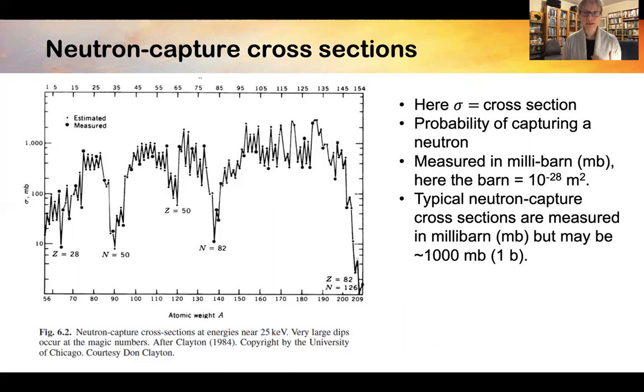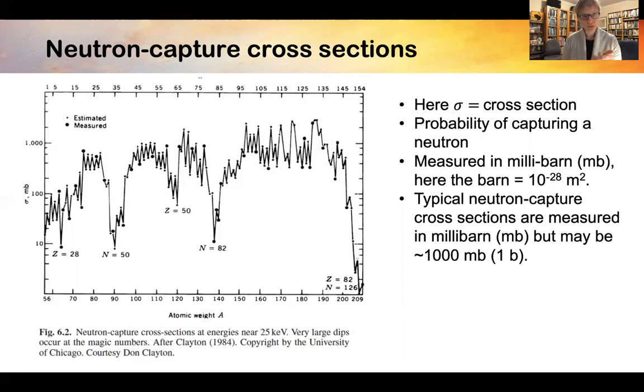This sigma, for those of you who are nuclear physics students, you know what sigma is. If you're not a nuclear physics student, this is essentially the probability of capturing a neutron. So typical neutron capture cross sections for the S process are measured on the order of millibarns, but they may be as large as 1,000 millibarns or 1 barn, as you can see from this plot.